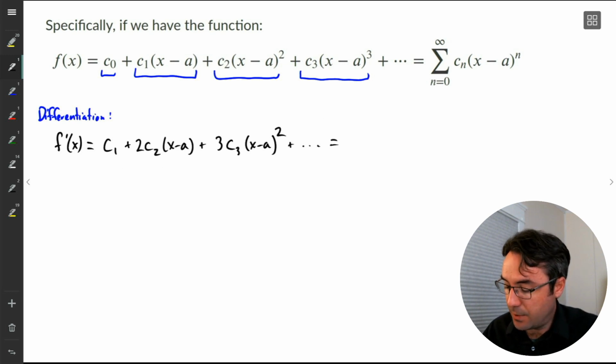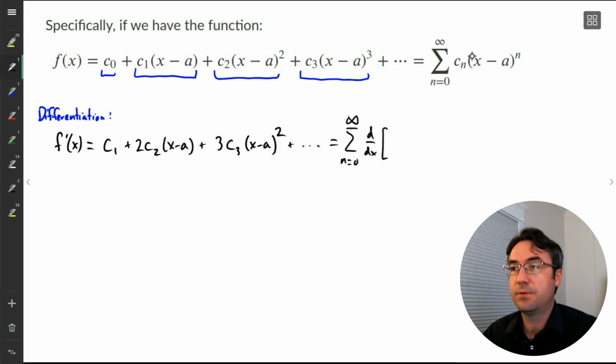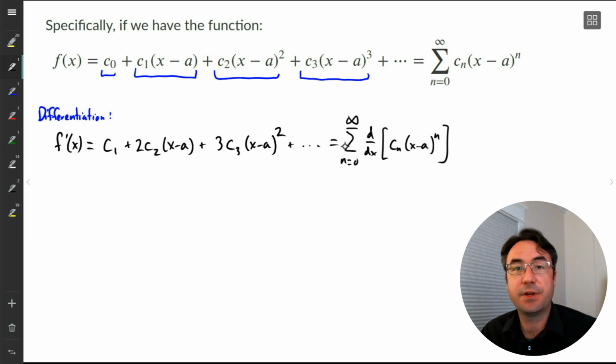Now what does it look like with the sigma notation? Well, with sigma notation we're going to differentiate what we have in here. So it'll be Cn times x minus a to the n. So essentially when we differentiate a power series, we're just differentiating our general term here and adding up the results.